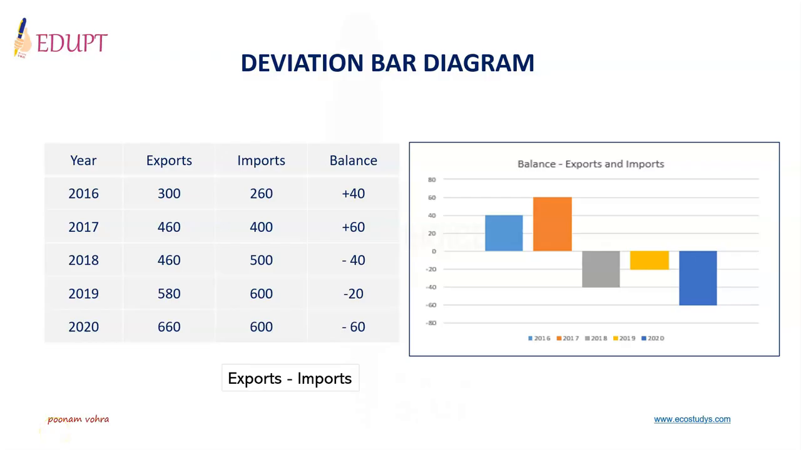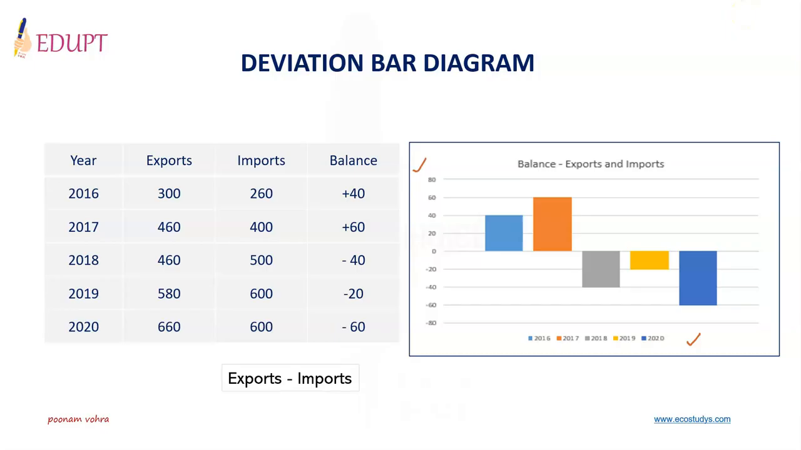Have a look at this illustration. Here we have years, exports, imports, and balance. One can find the balance between exports and imports as exports minus imports, or trying to say that we need to find out net exports. So we have a scale here. On x-axis, it is the years to be taken into account. On y-axis, it's the values that represent net exports.